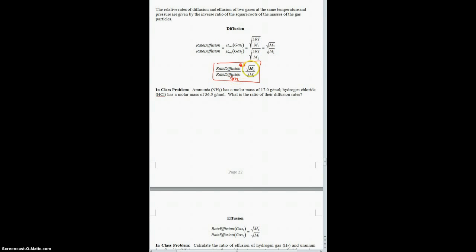So they need to be diagonal from each other when you're setting up this equation, because remember it's the inverse for the proportion. Okay, so if you scroll down to this problem, it reads, ammonia has a molar mass of 17 grams per mole. Hydrogen chloride has a molar mass of 36.5 grams per mole. What is the ratio of their diffusion rates? Okay, so let's do this one together.